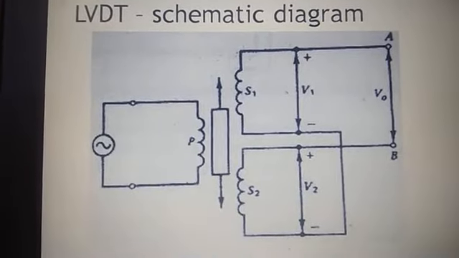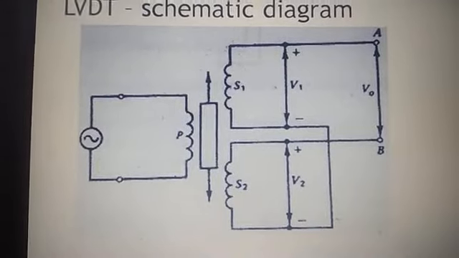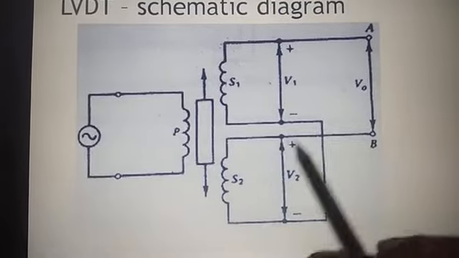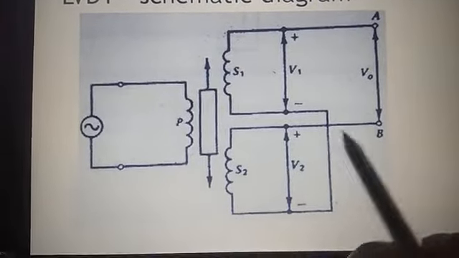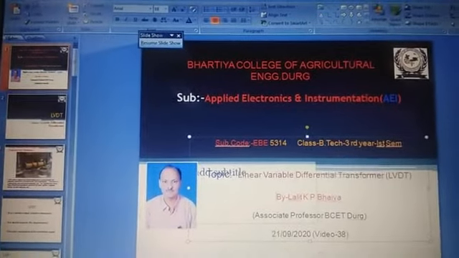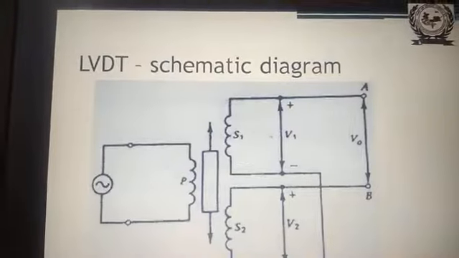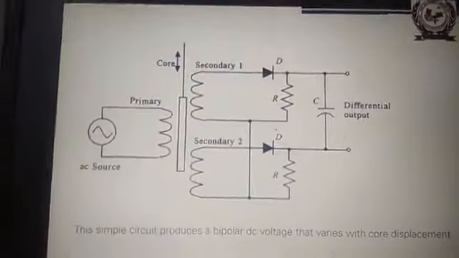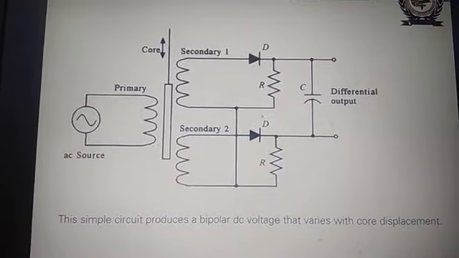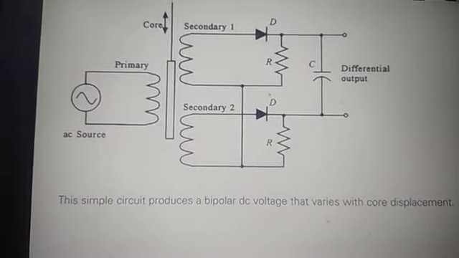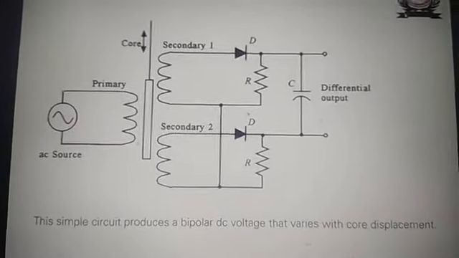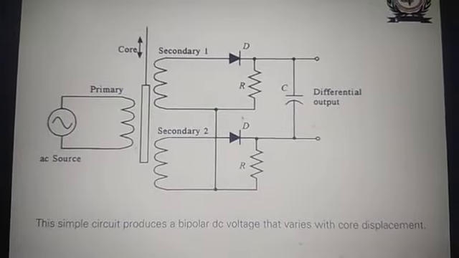This is the schematic diagram we have already seen. This is primary, this is core, this is secondary 1, secondary 2, and this is the series connection here. So this is the LVDT characteristics, LVDT diagram. This diagram we have seen here. This is a simple circuit, which produces a bipolar DC voltage that varies with the core displacement.